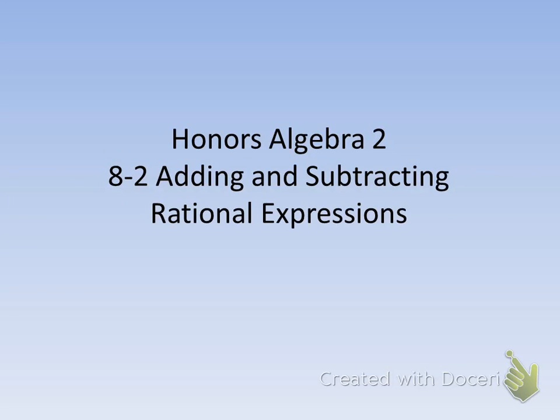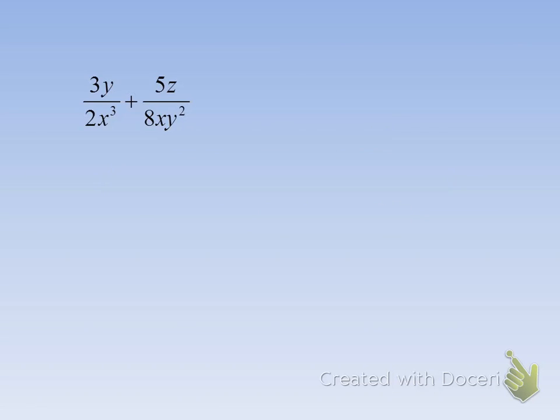Alright guys, this video is for Algebra 2. It's 8.2, adding and subtracting rational expressions. Okay, so the first problem here we have 3y over 2x cubed plus 5z over 8xy squared. Now, before we do this one, I'm going to put up something simple like 2/3 plus 1/4.